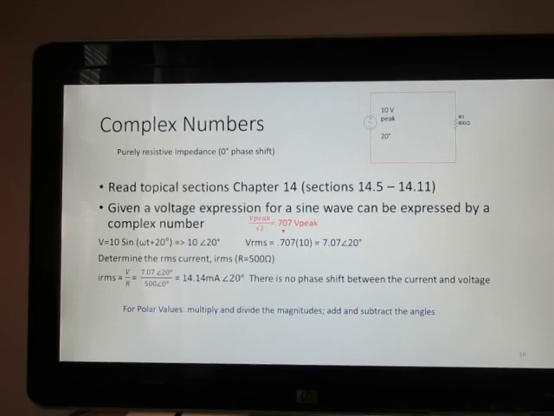So polar values, why do we have to know the difference between polar values and rectangular? Because polar values are used for multiplication and division. If we have to add and subtract, that's when we go to rectangular coordinates. So we have to go between both of them. So let's go through this example.